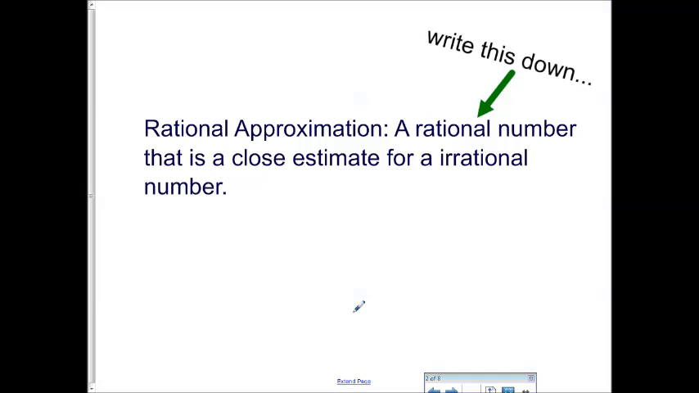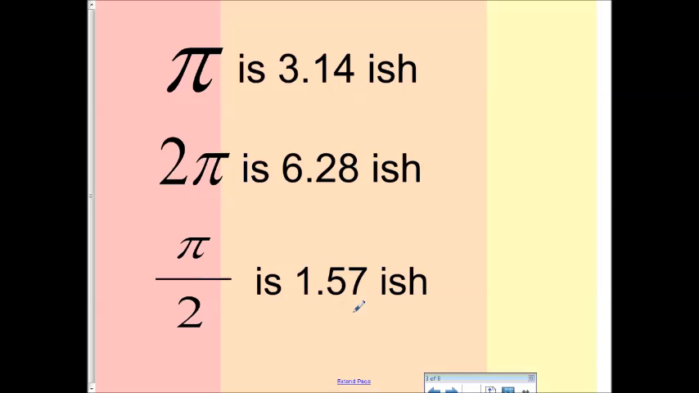Rational approximations. Today we're going to talk about rational approximations. Basically, it's when you take a rational number that is a close estimate for an irrational number. For example, pi is irrational. It goes on forever and ever and ever. But we all know that it is 3.14-ish. That is the closest approximation that we have to pi. It is as close as we can get in a rational number for this irrational number.